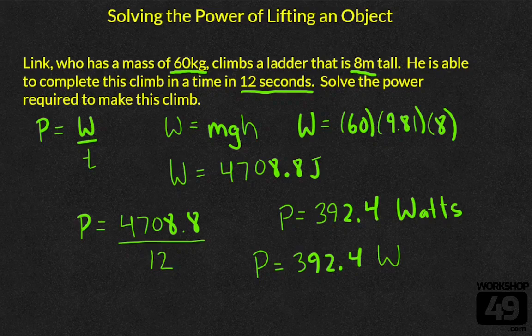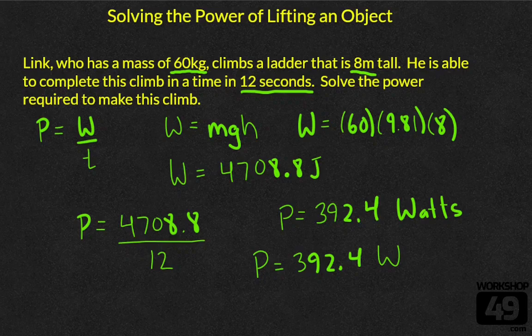And I apologize for my analogies, but 392.4 watts is about the power needed to run 4 easy bake ovens. So if Link wanted to run 4 easy bake ovens and be cooking those delicious little cupcakes, that's how much power he would have needed to climb that ladder.